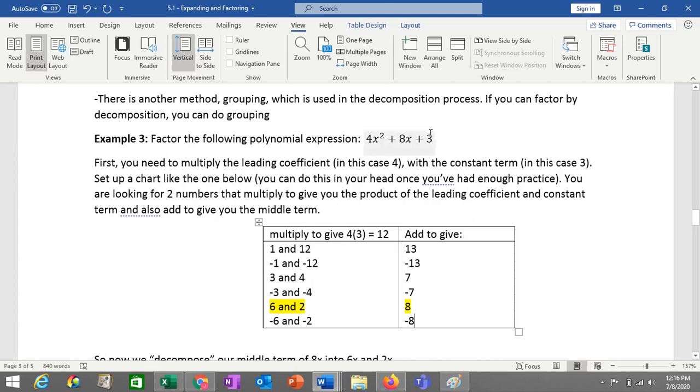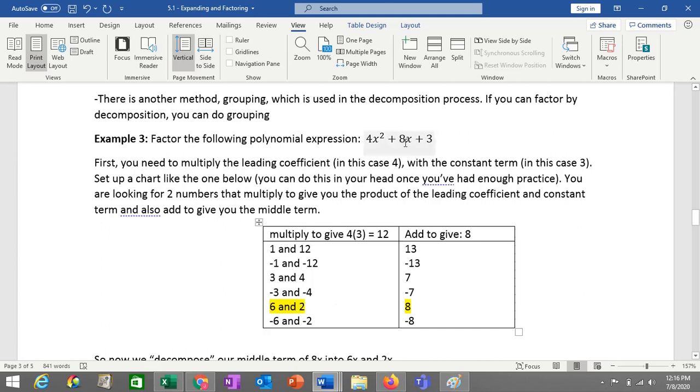What gives you 4 times 3? What gives you 12? What two numbers multiplied together gives you 12? So I've listed them here, positives and negatives. Okay, and the numbers should add to give you the middle term. Okay, so multiply to give you 4 times 3, and add to give you 8. So we can see that the only two numbers on this list that add to give you 8 are 6 and 2. So those are going to be what we use in our decomposition.